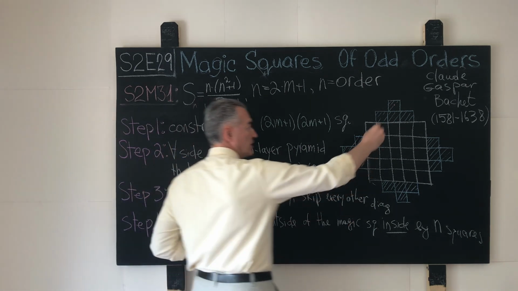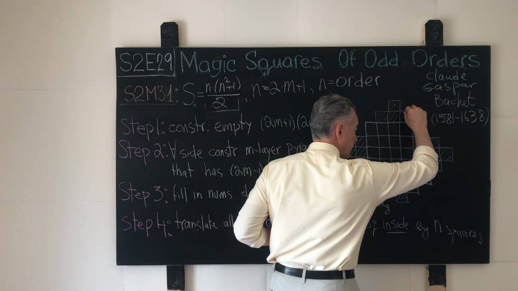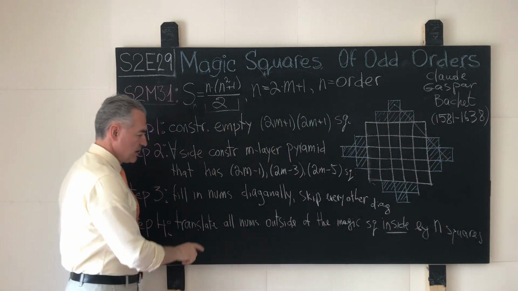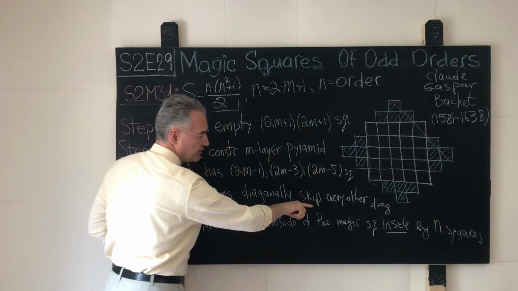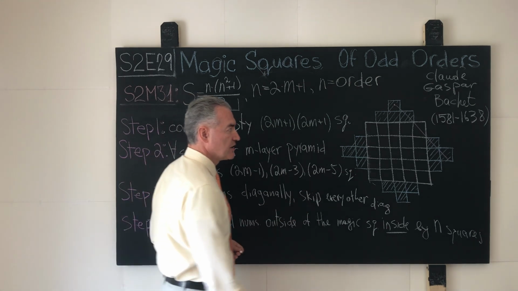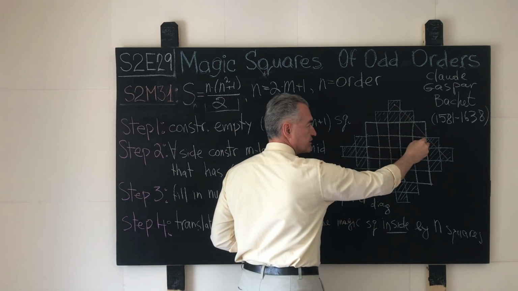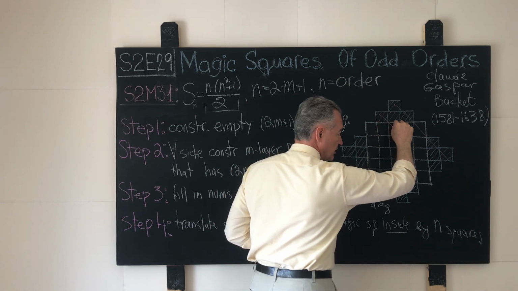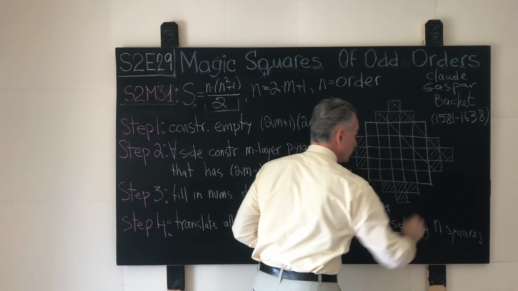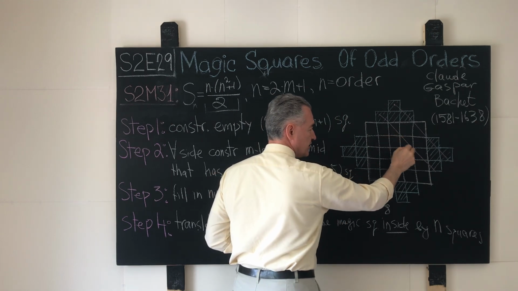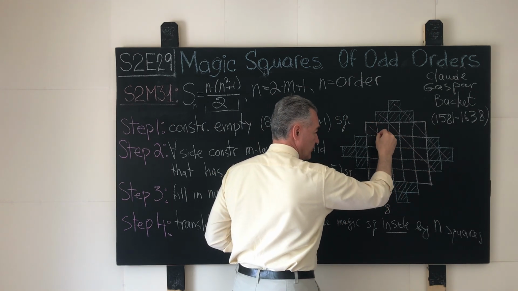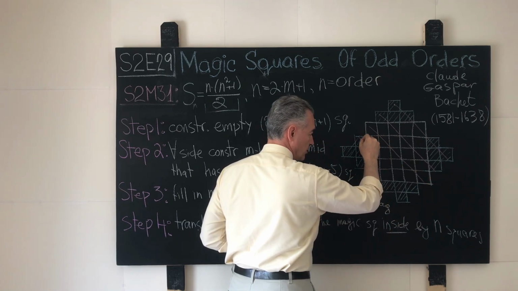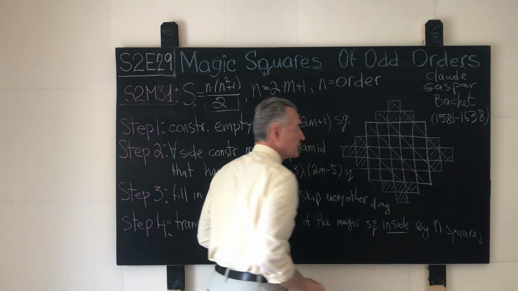So here we fill out the numbers mechanically in this diagonal fashion. Then we skip every other diagonal. In other words, this diagonal we skip, and we fill out the numbers in this diagonal like this. We skip this diagonal here. We fill out the numbers in this diagonal. We skip this one. We fill out the numbers in this diagonal, and so on.